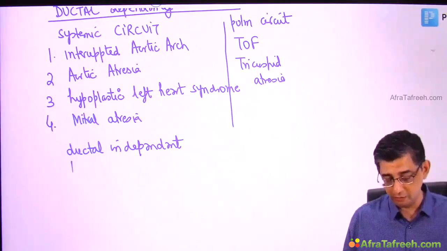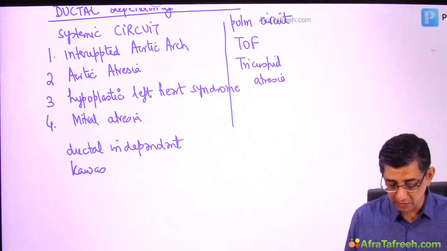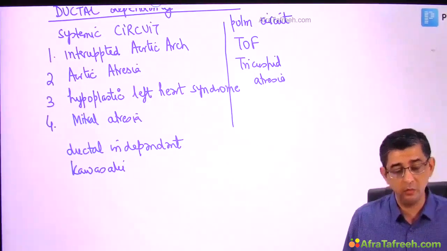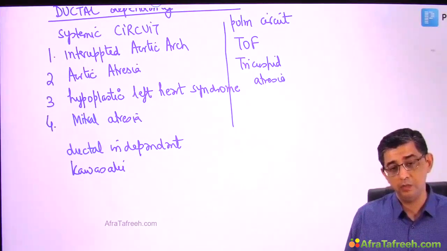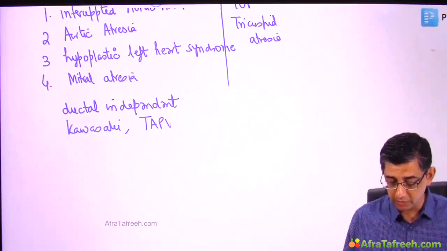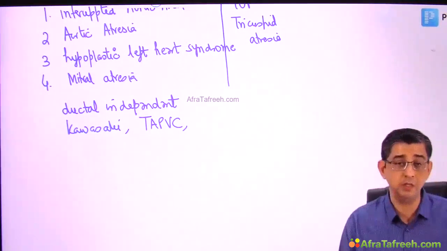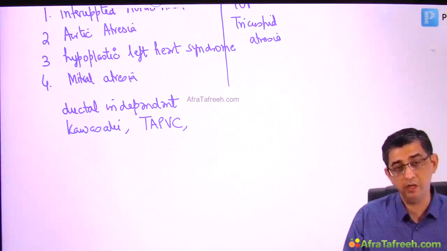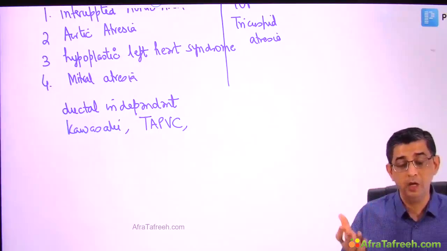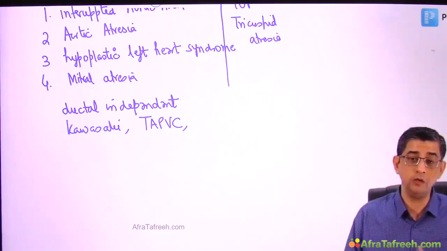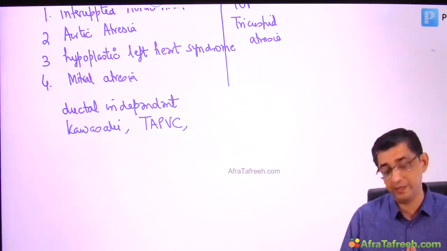Ductal independent lesions would be like Kawasaki disease. Kawasaki has coronary artery vasculitis. Coronary artery vasculitis has nothing to do with L-prostadil infusion. Similarly, when I say independent, there is no advantage of giving L-prostadil in total anomalous pulmonary venous connection. Why? Because I explained to you, the abnormal vein was looping back into the right side of the heart. So even if you keep the ductus open, it will not give any advantage. There will be overloading of the pre-existing load present in the right side of the heart.